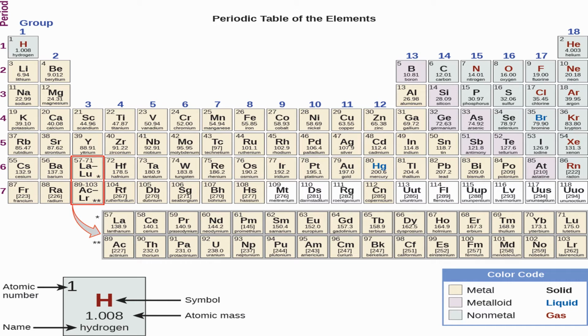Meanwhile, the periods that you see, they're the rows. So hydrogen and helium would be in the first period. Lithium, beryllium, boron, carbon, and so on will be in the second period. This will come in useful in the future.